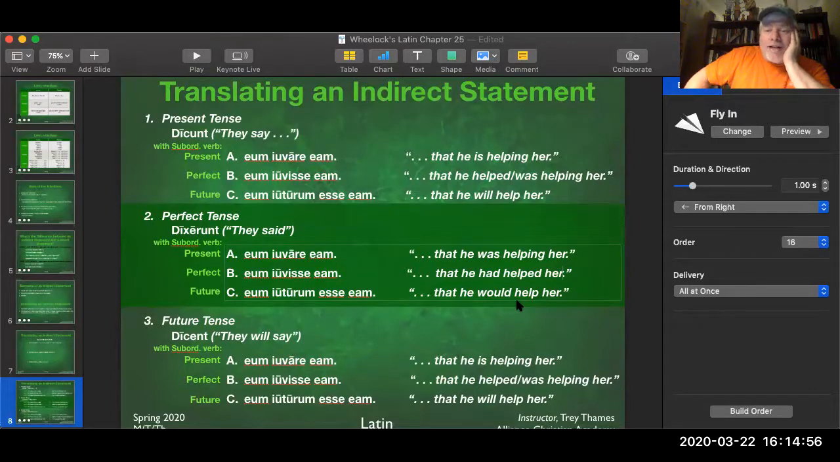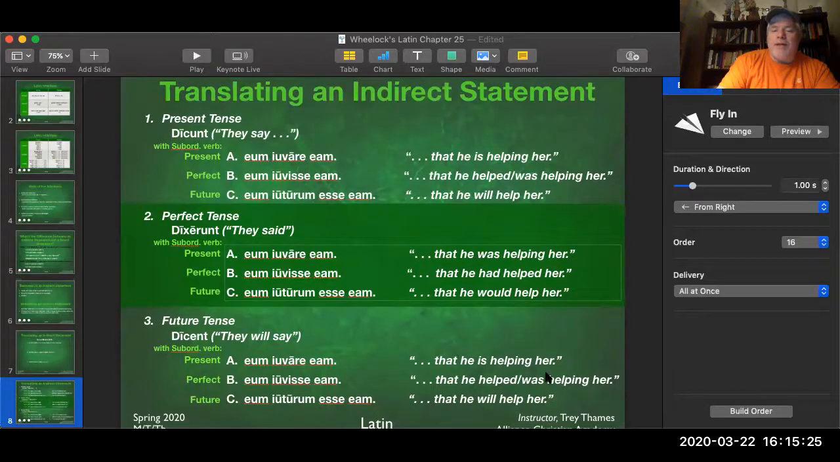Dicent, they will say. So now we've changed the main verb to future tense. So with future tense, the present tense infinitive is going to be translated at the same time. They will say that he is helping her. Okay, that's present tense. It's happening at the same time. Perfect tense, it's happening before that. They will say that he helped or was helping her. And then lastly, in the future, iuvaturum esse, they will say that he will help her.